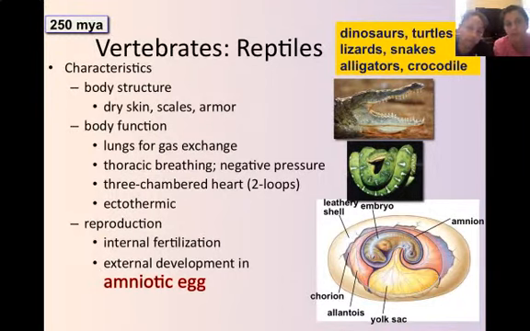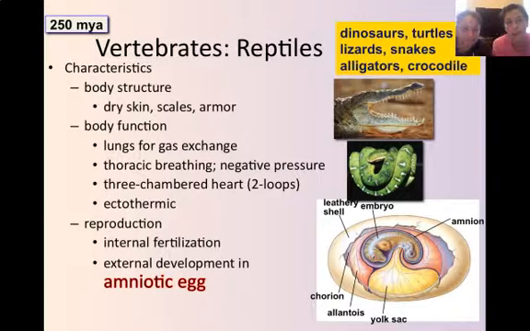Okay, moving on to reptiles. These were observed 250 million years ago. These would be our dinosaurs, turtles, lizards, snakes, alligators, crocodiles. Now, these have very dry skin. They still have scales, and they're considered to have armor. In their body functions, they do use lungs for gas exchange. They do have thoracic breathing.